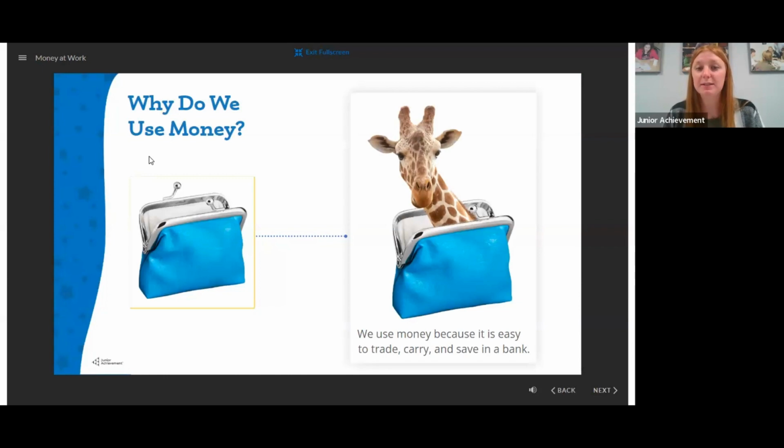What we're going to talk about is how we use money today. So we use money because it's easy to trade, carry, and save in a bank. What if we were trying to trade a giraffe, for example? Would that be easy or hard?